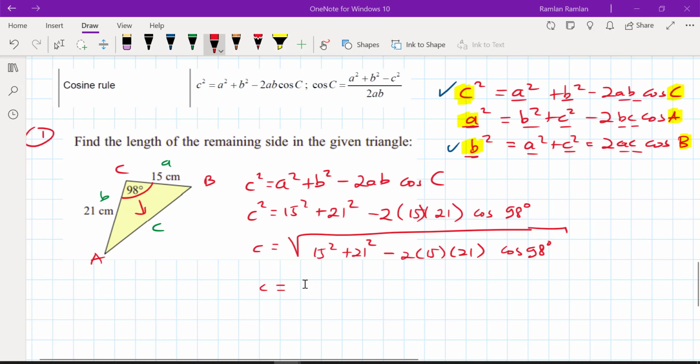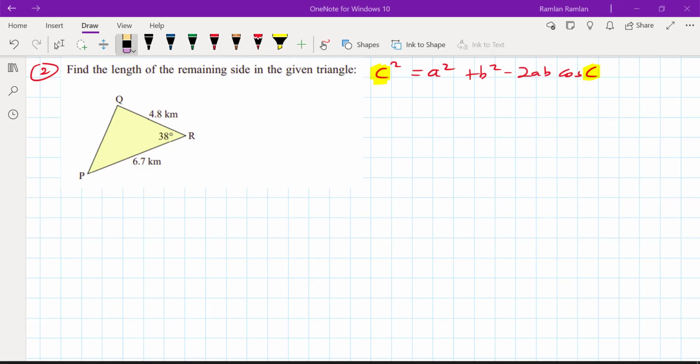And you will get 27.45, or to three significant figures, 27.5 centimeters. Okay, moving on to the next example, number 2. So we have this triangle again, and we need to find the length of the remaining side, over here. So again, the same thing like before.